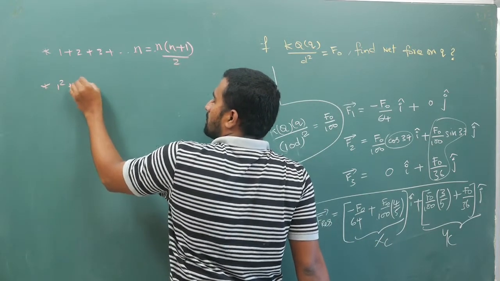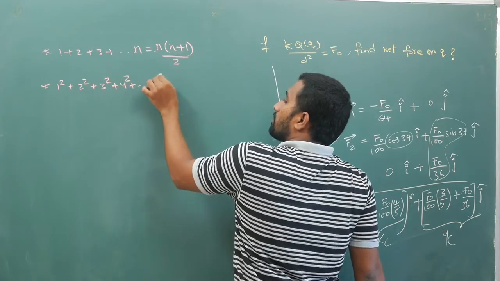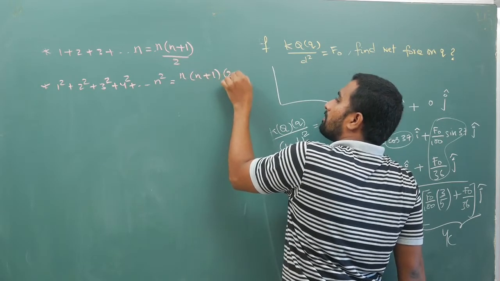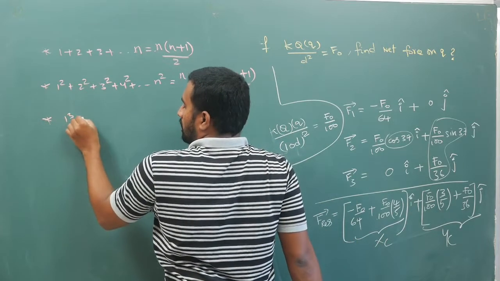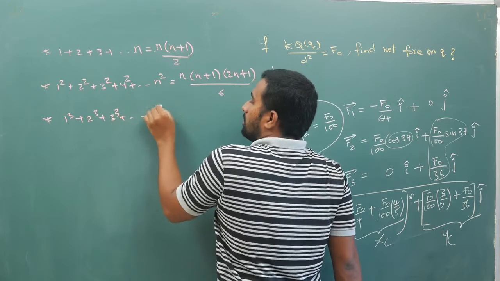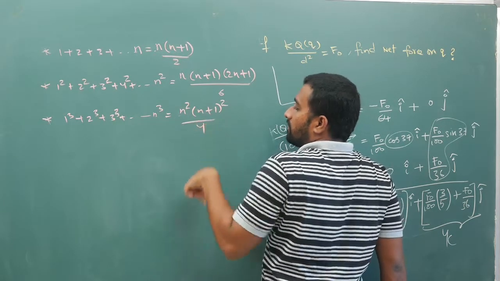Next, 1 square plus 2 square plus 3 square plus 4 square plus so on up to n square. If you get it, it is n into n plus 1 into 2n plus 1 by 6. And if you have 1 cube plus 2 cube plus 3 cube plus so on up to n cube like this, you will get it as n square into n plus 1 whole square by 4.